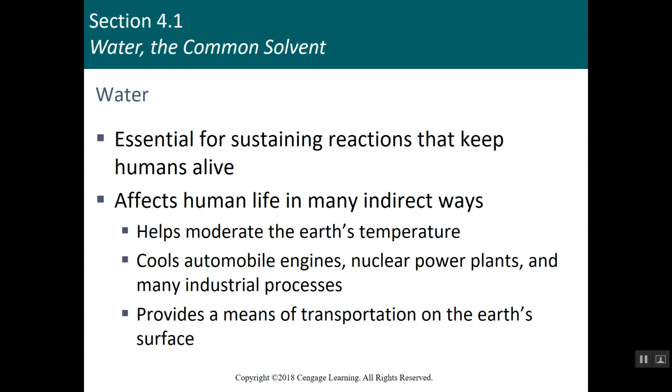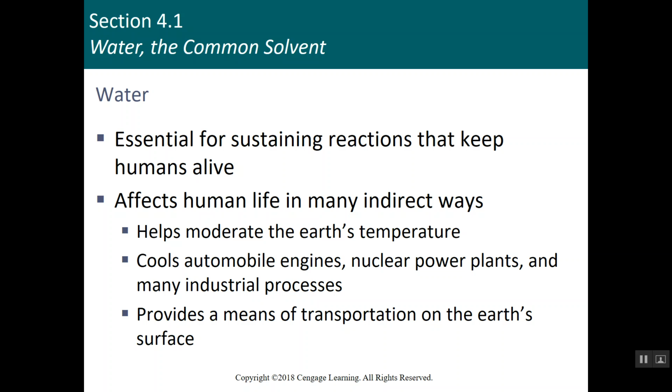Today we're going to begin our discussion of solutions, and we're going to begin that discussion by talking about water for a little bit. Water is called the universal solvent. Water is essential for maintaining human life because a lot of the reactions that happen inside of our body need water as one of those solvents that we need to survive. That's what keeps us alive.